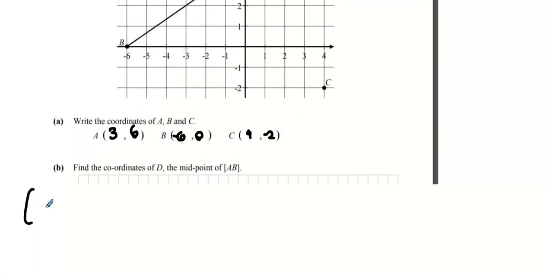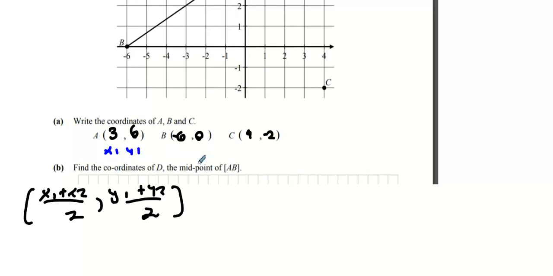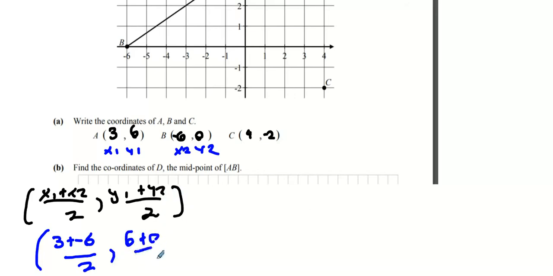Use the midpoint formula, which is x1 plus x2 over 2, y1 plus y2 over 2. A is x1, y1. B is x2, y2. So 3 plus minus 6 over 2. And then the other one is y1 plus y2, so 6 plus 0 divided by 2.